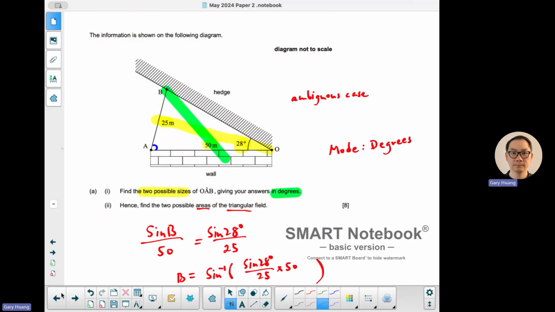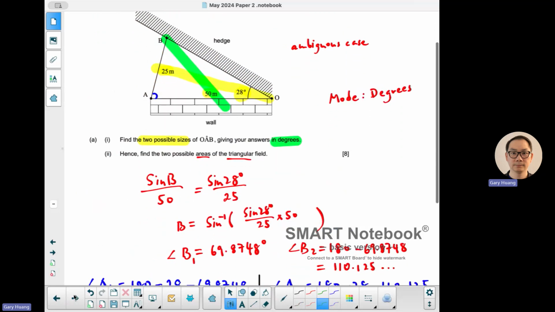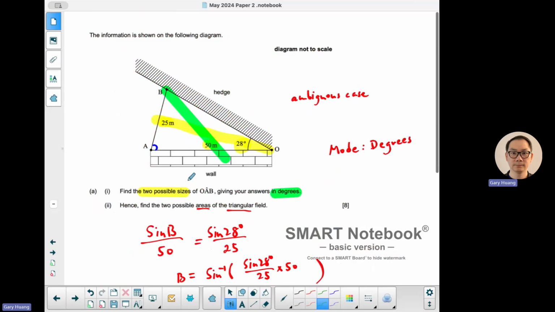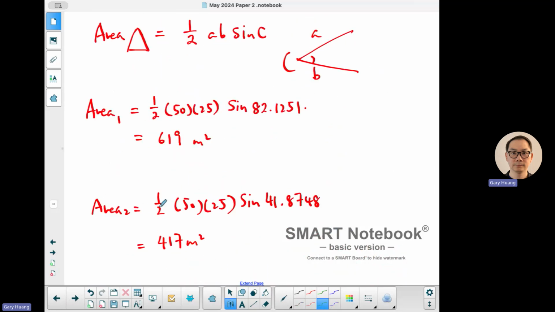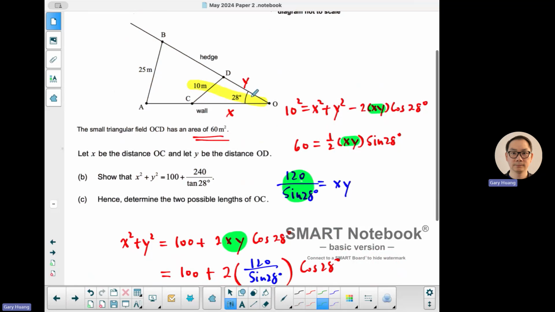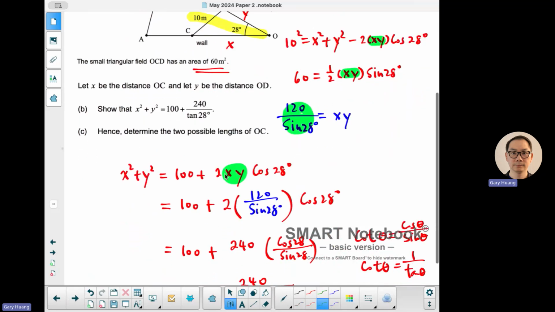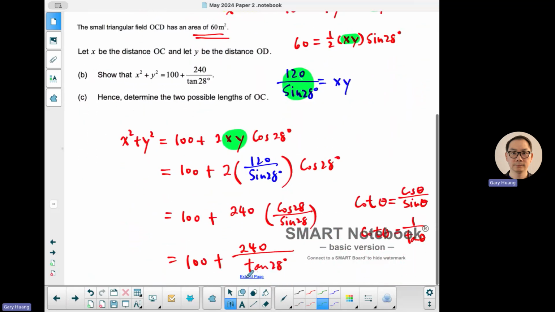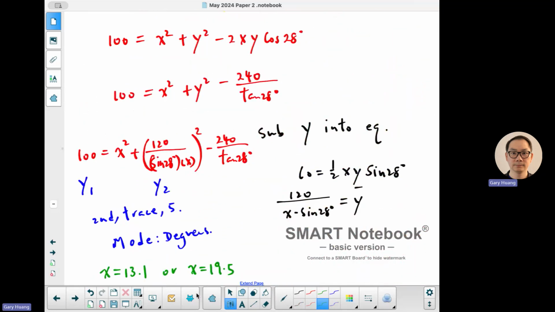We're focusing on the ambiguous case of the sine law. You have the area of a triangle, a cosine law, another area of a triangle, a little bit more work in terms of rearranging and algebra, and then solving using a graphing calculator.